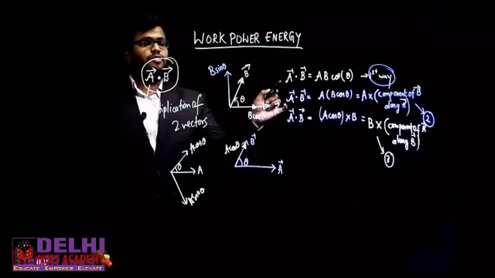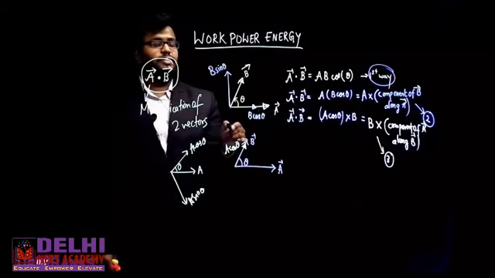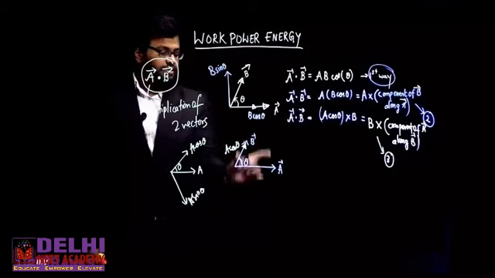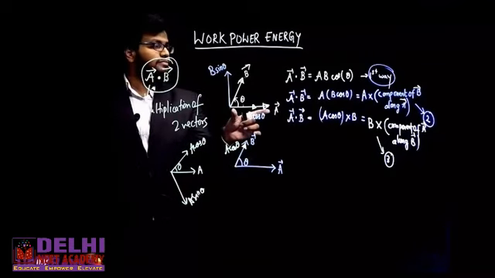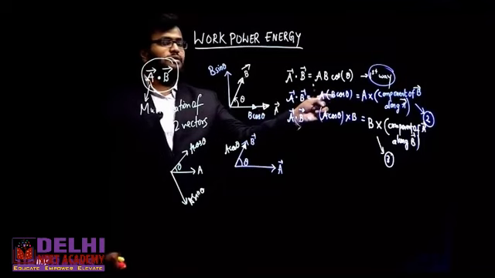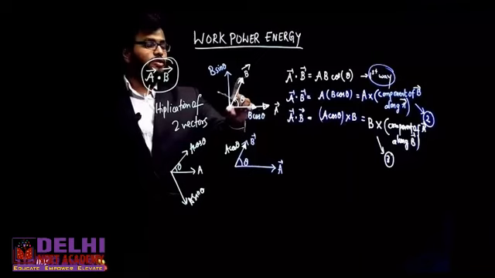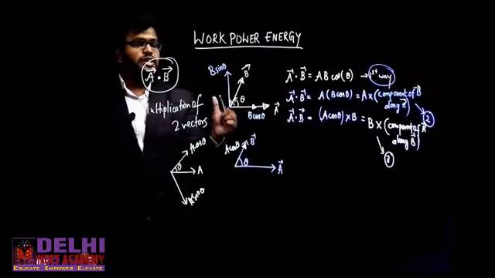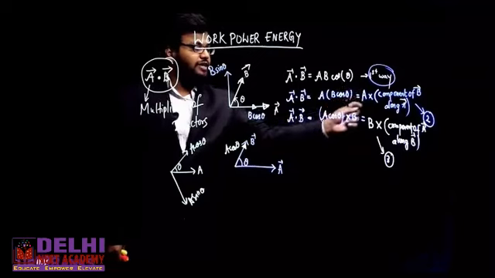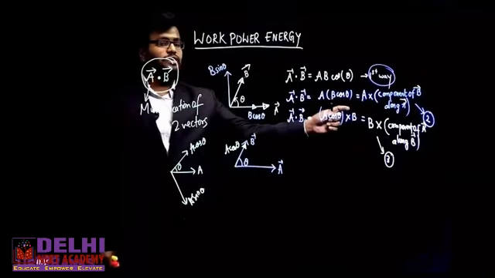A dot B is simply what? Magnitude of A multiplied with magnitude of B into cos of the angle between them. That is the first way. Second way is what? Just take one vector, that is the magnitude of A vector, into, no need to see the angle between them. B cos theta is nothing but component of B along A. So I can write A dot B as magnitude of A vector multiplied by component of B along A vector.